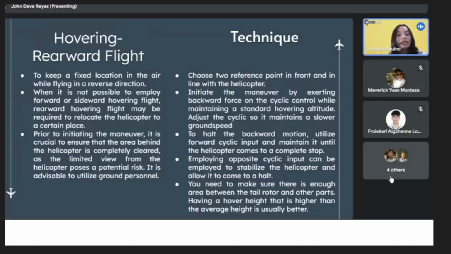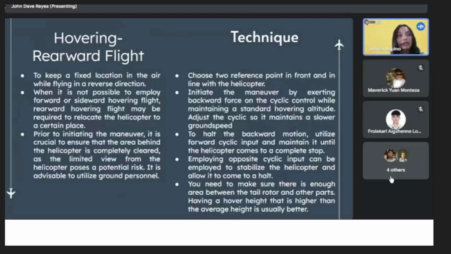Prior to initiating the maneuver, it is crucial to ensure that the area behind the helicopter is completely cleared, as the limited view from the helicopter poses a potential risk. It is recommended to utilize ground personnel.